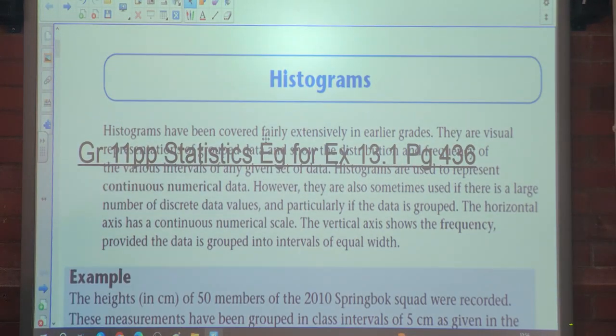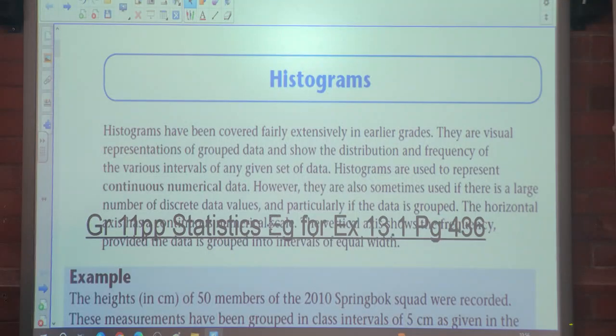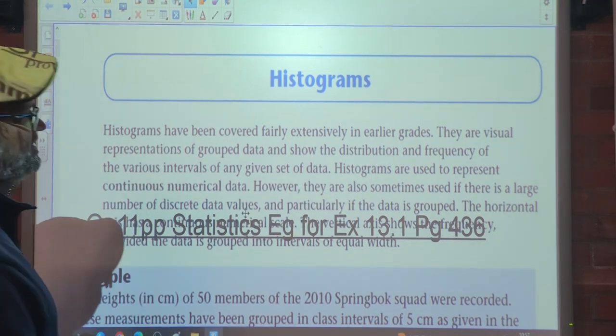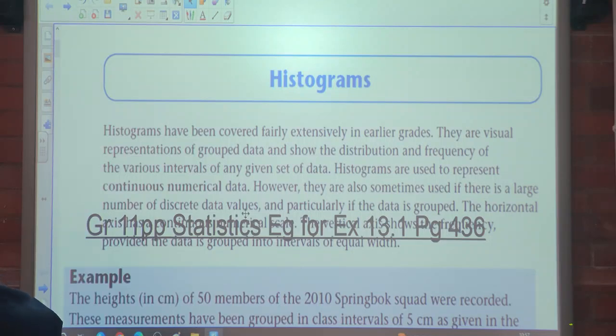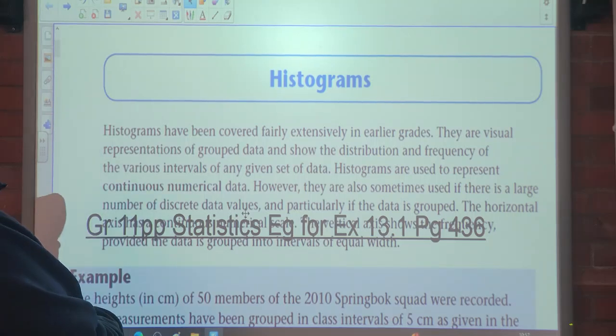With people we have dealt with histograms before. Okay? Histograms we drew in grade 8, 9, and 10. A histogram has been covered fairly extensively in earlier grades. They are a visual representation of group data and show the distribution and frequency of various intervals of any given set of data. Histograms are used to represent continuous numerical data.